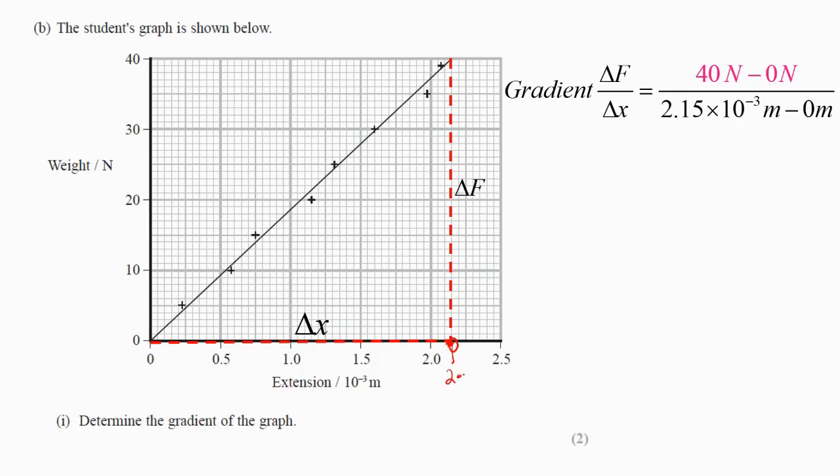2.15 into 10 to the power minus 3, that much is the elongation, minus the initial point, which is 0. So we will get delta F by delta x equal to 18.6 into 10 to the power 3 newton per meter. Okay, this is the value of the gradient.